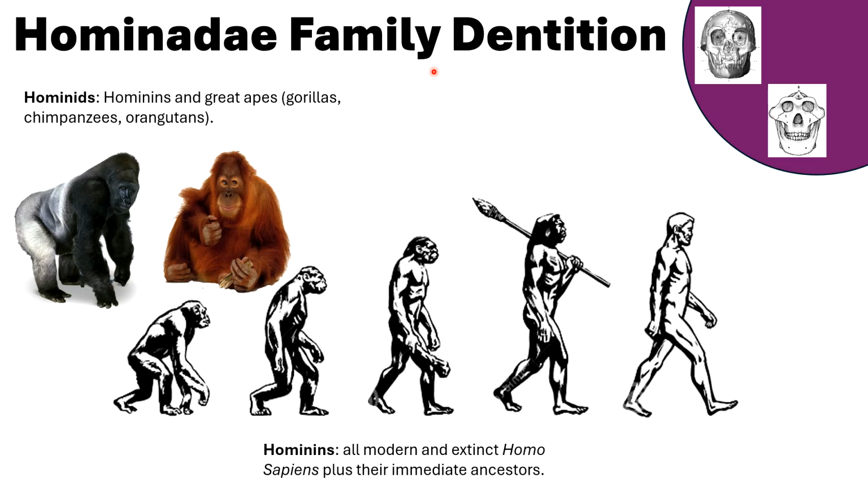Dentition, but this time looking at the Hominidae family, starting with its first component, the hominids, which involve hominins, which we're going to look at in a second, and great apes such as gorillas, chimpanzees, and orangutans. Now the hominins are all the modern and extinct Homo sapiens plus their immediate ancestors.